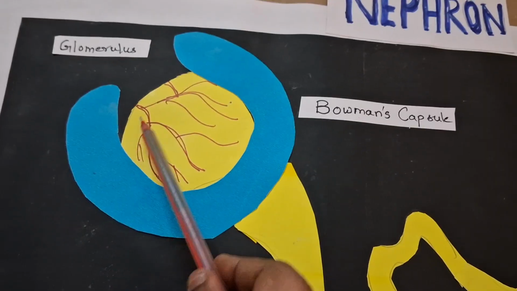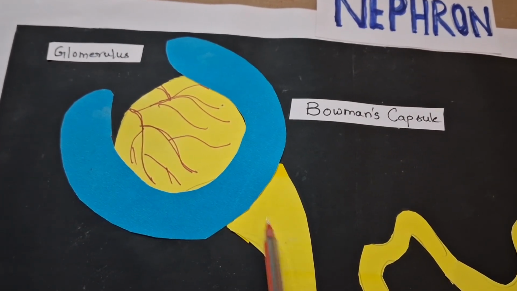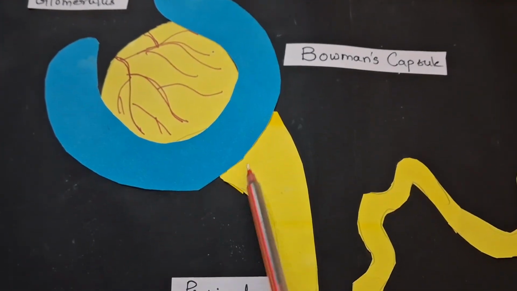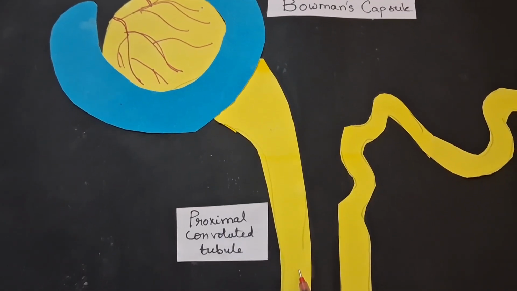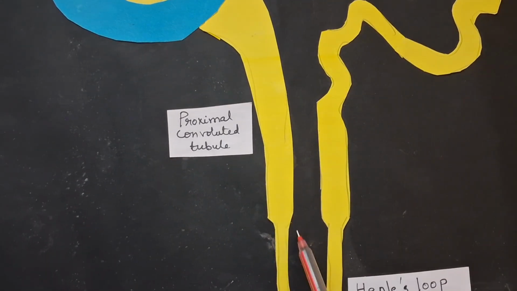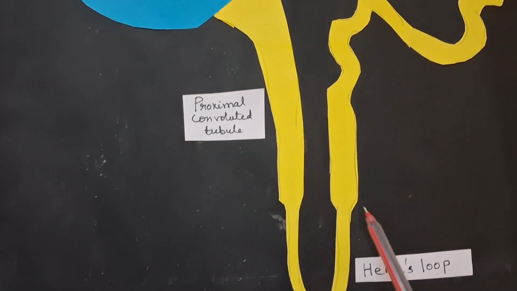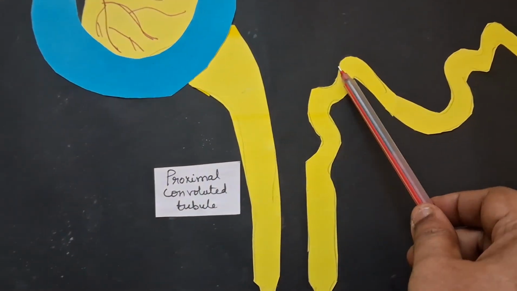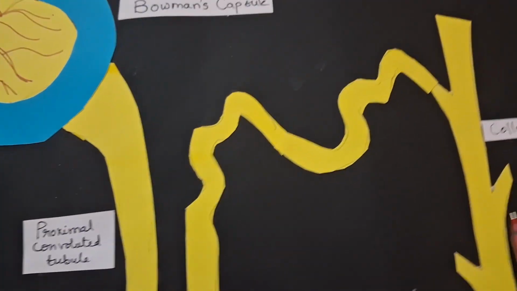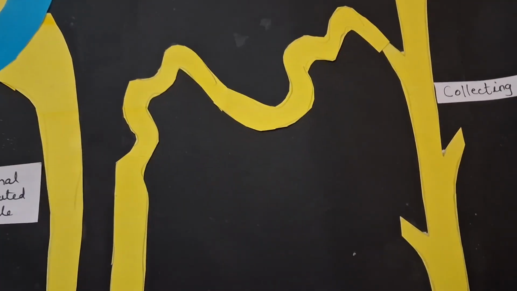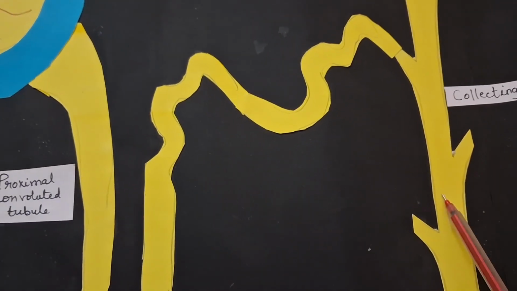Here, after filtration, the filtrate passes out and moves through the proximal convoluted tubule. Then it comes down, and this narrow region is called Henle's loop. Finally it reaches the collecting duct, and urine passes through this.